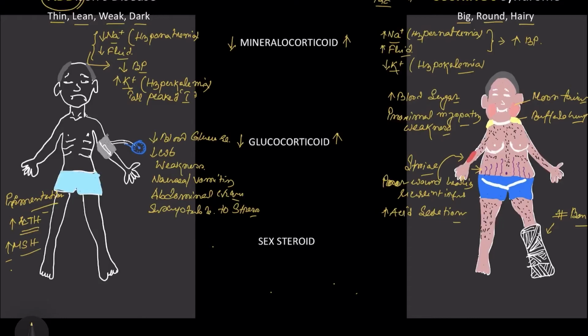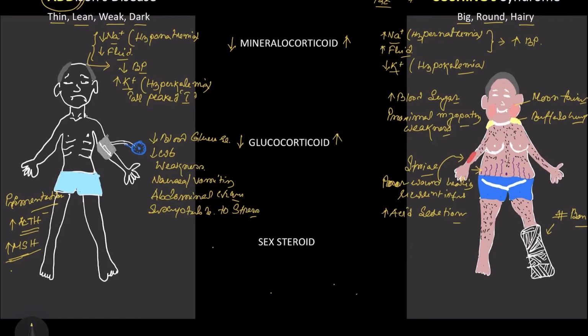Also, the ACTH is broken down into alpha MSH. That is also responsible for the hyperpigmentation. So, hyperpigmentation in Addison's disease develops due to the increased activity of the MSH.